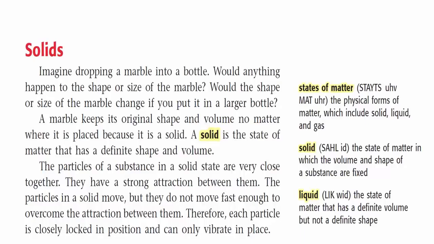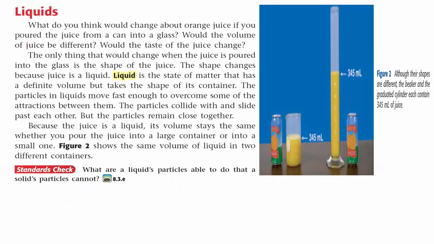The particles of a substance in a solid state are very close together. They have a strong attraction between them. The particles in a solid move, but they do not move fast enough to overcome the attraction between them. Therefore, each particle is closely locked in position and can only vibrate in place.